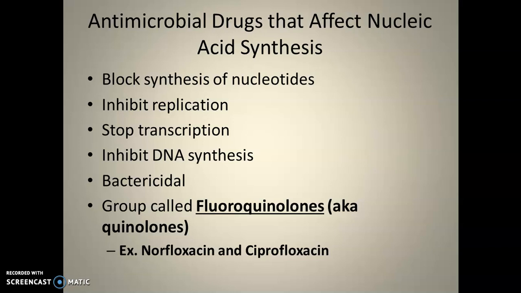The second major class of antibiotics is called fluoroquinolones, also known as quinolones. And these are ones that are disrupting the nucleic acids, right? So they might be blocking nucleotide formation, inhibiting replication, transcription, inhibiting the formation of DNA synthesis, right? Some examples are norfloxacin or ciprofloxacin. And I think Cipro is one that we'll be using or looking at the results in the lab. So we'll be looking at one of these kinds.